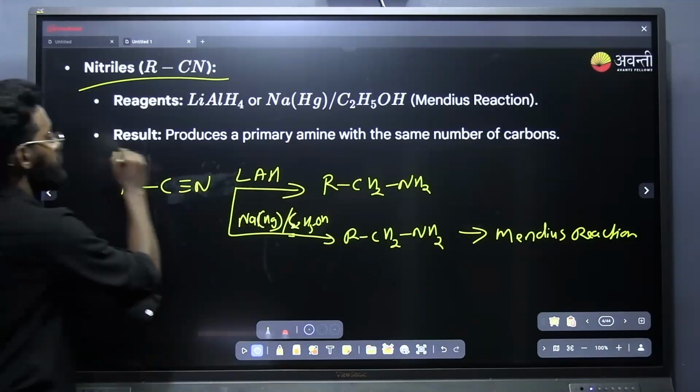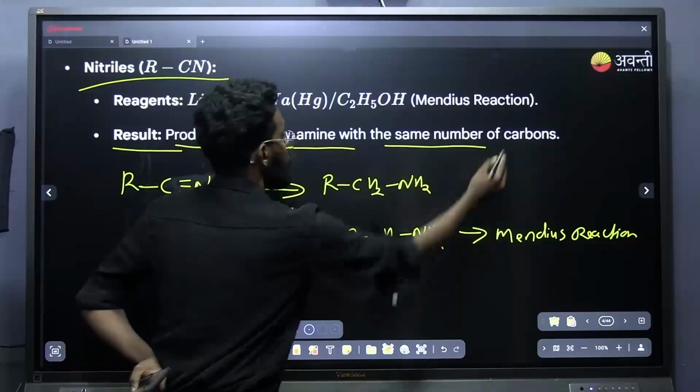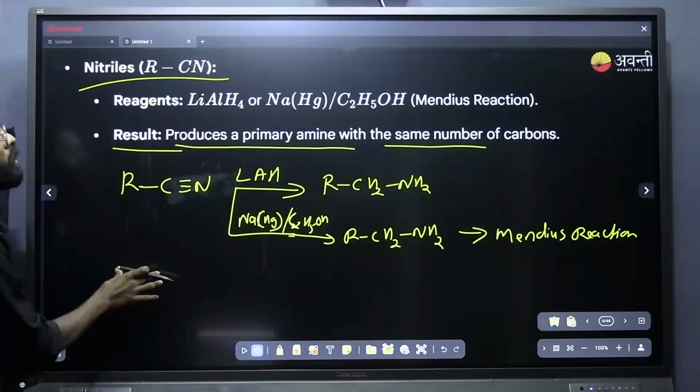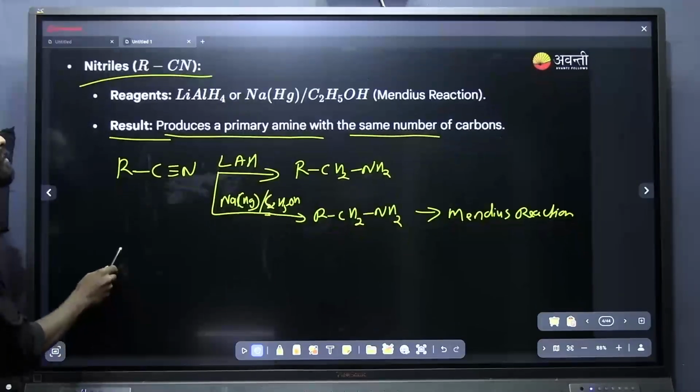Okay, and the resulting product will be a primary amine with the same number of carbon atoms. If we want to prepare an amine with the same number of carbons, this is one of the methods you can use.